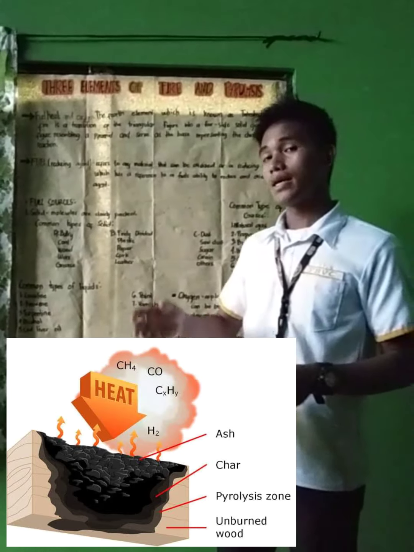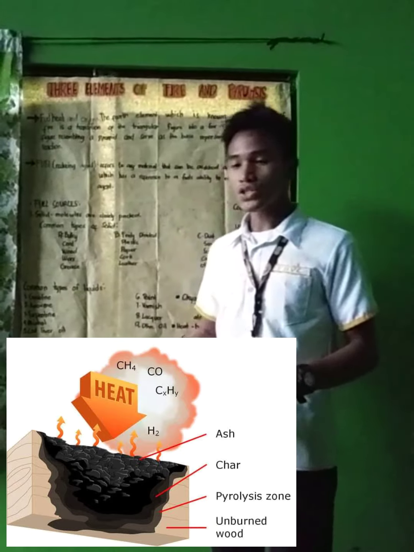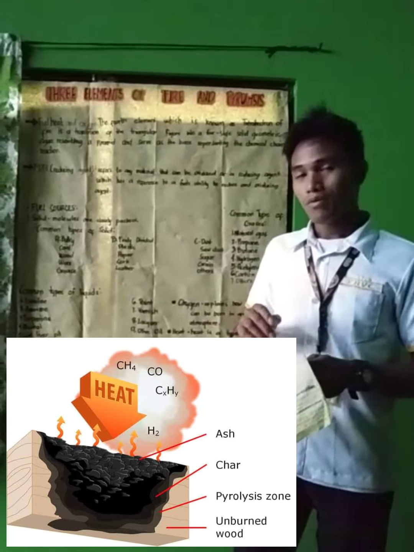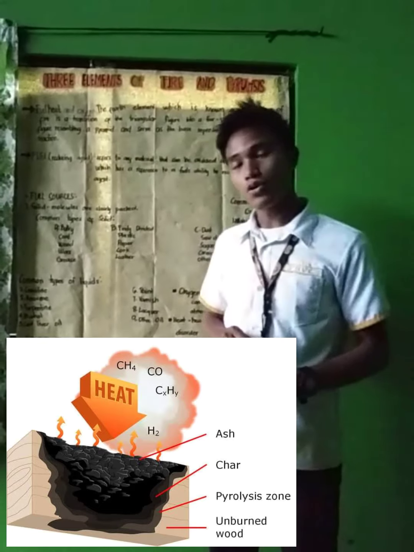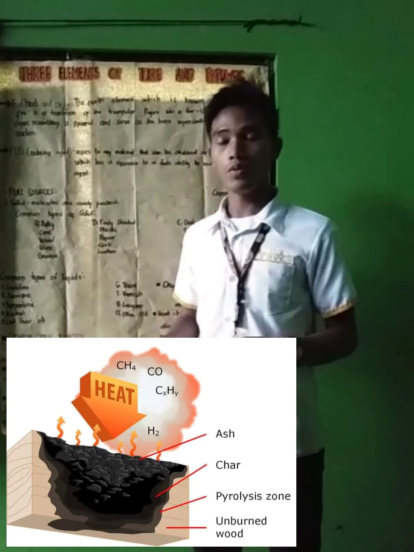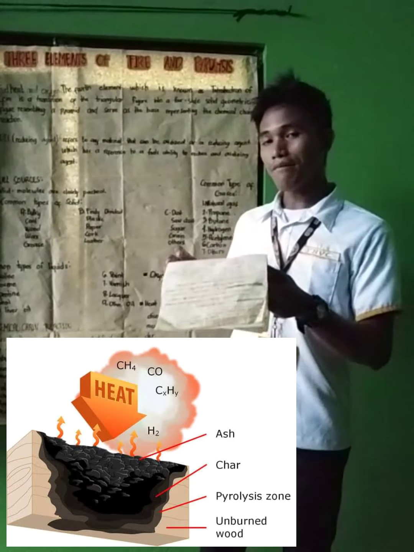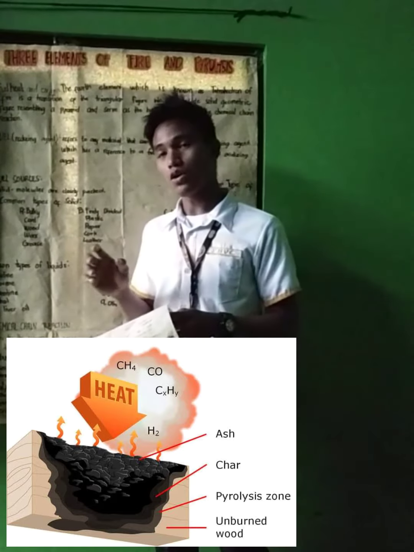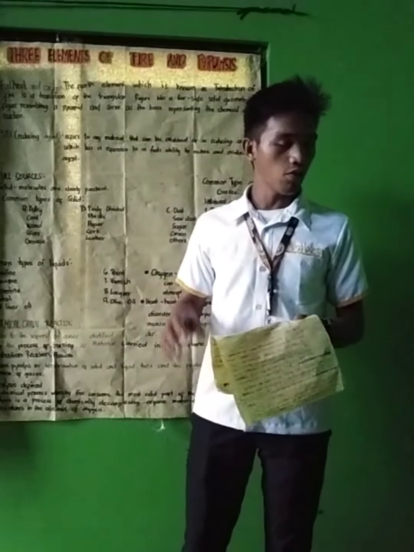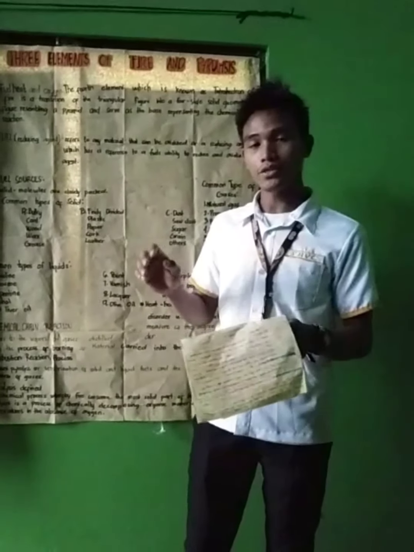For instance, the burning of wood. Upon burning wood, since there is no oxygen present in the wood, the fire consumes most of the solid part of the wood. So the fire consumes the most solid part of the wood since there is no oxygen present. So the wood was easily burned because there is no oxygen at all.